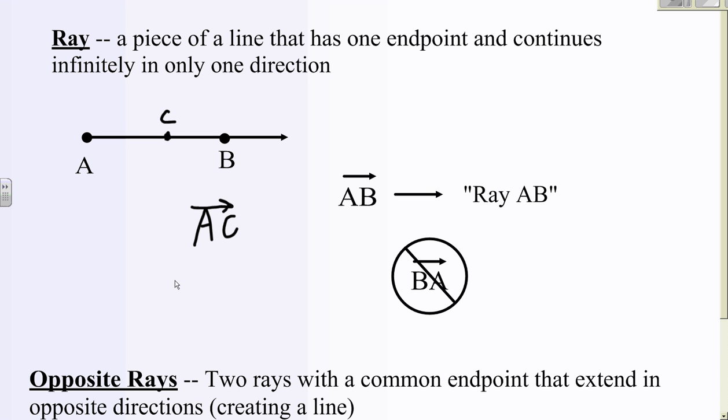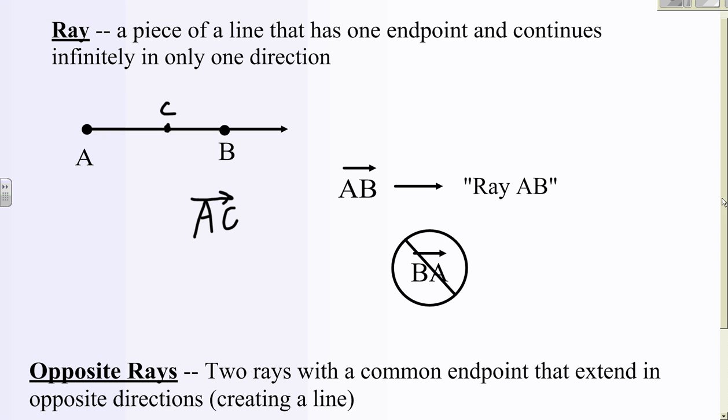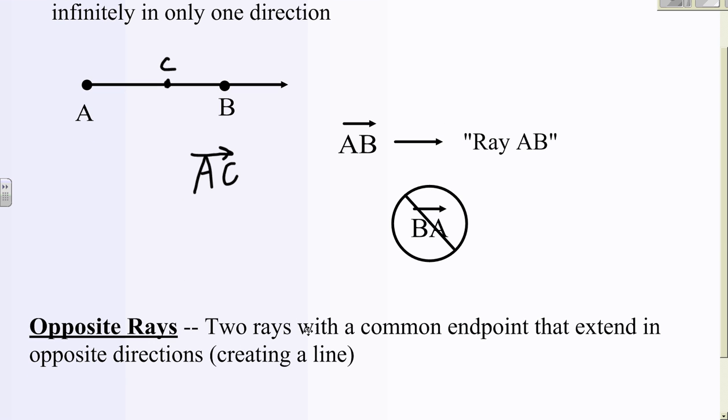Okay. And opposite rays are two rays with a common endpoint that extend in opposite directions. And that creates a line. And that would look something like this. We have a ray going that way, and a ray going that way, and together it makes a line.